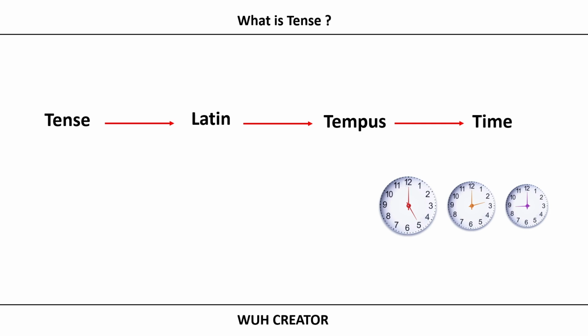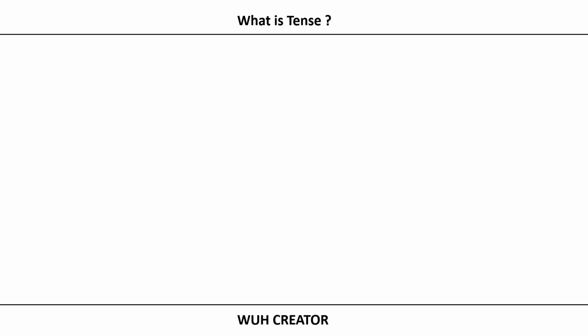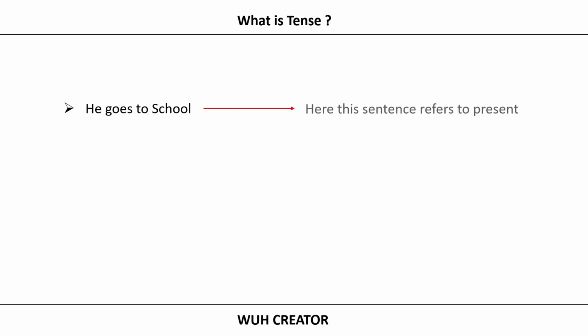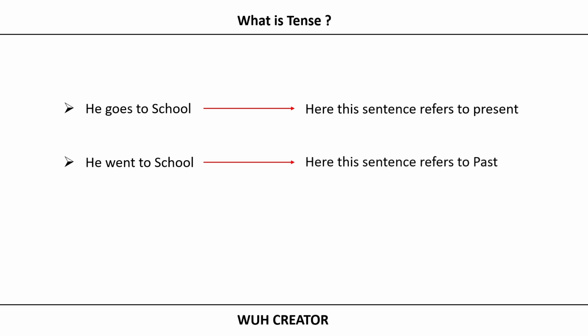Here we have examples. The first example is, he goes to school. This example shows the present time. The other example is, he went to school. This time this sentence shows past. The last example is, he will go to school. This sentence tells us about the future, that he will go to school.